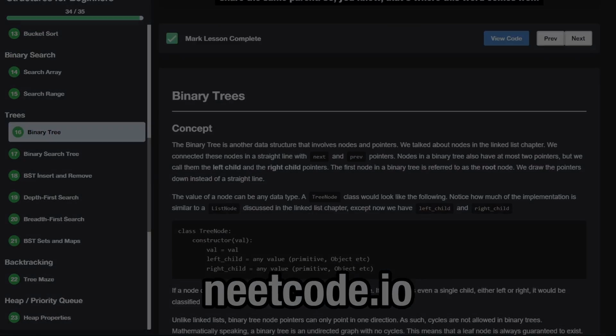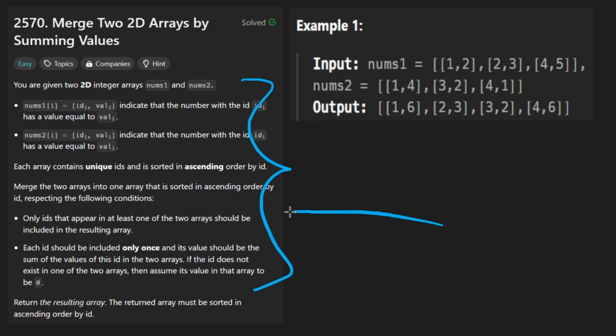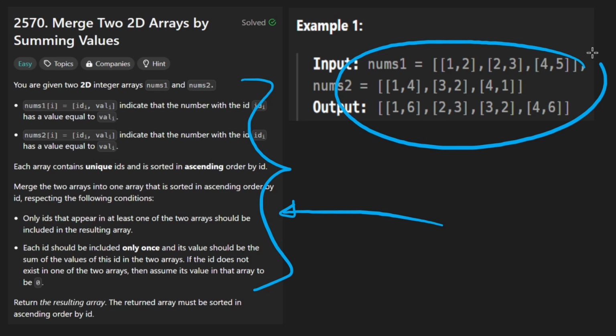So today let's solve the problem, merge two 2D arrays by summing values. Pretty long problem description, ain't nobody got time to read all that. I'm just gonna stick with the example because once you focus on the example, this problem is actually pretty simple.